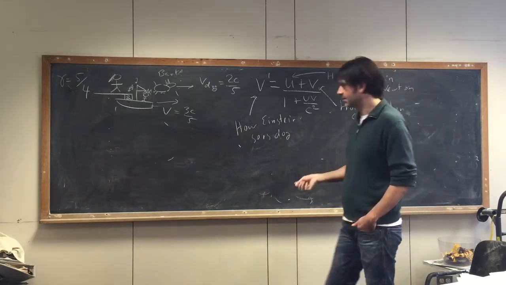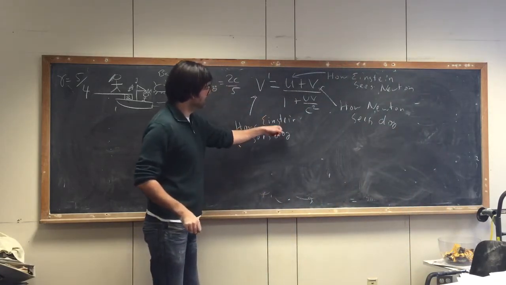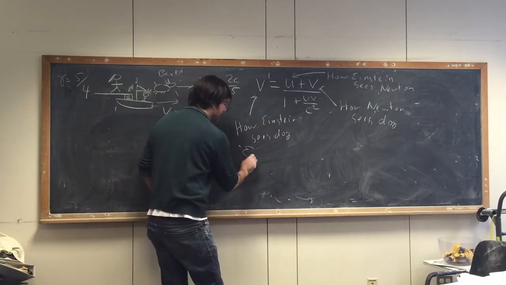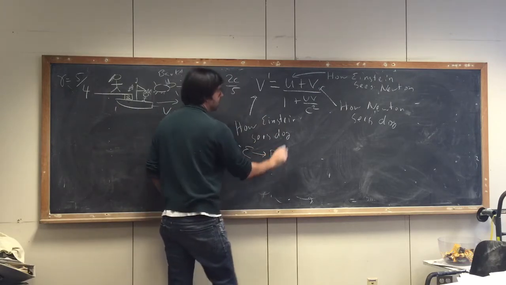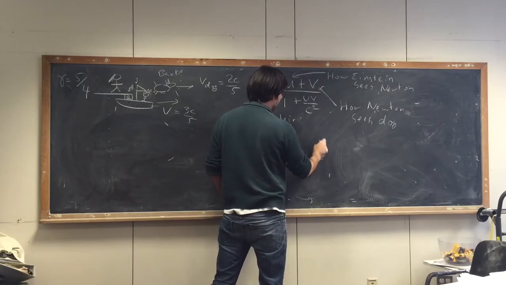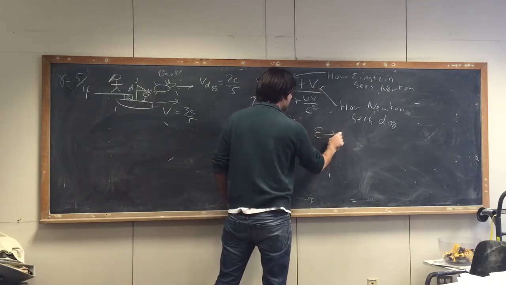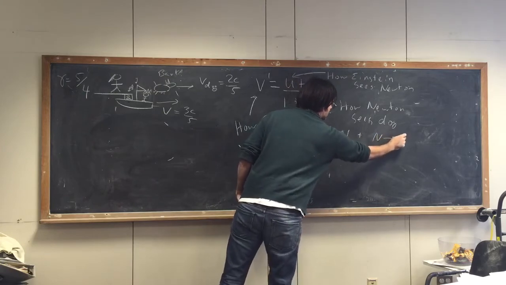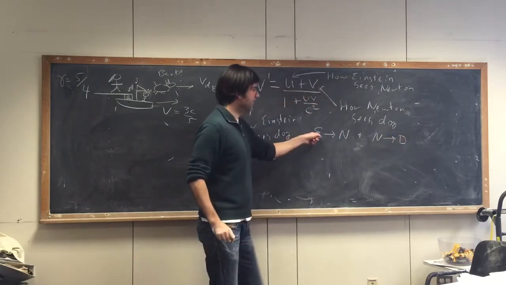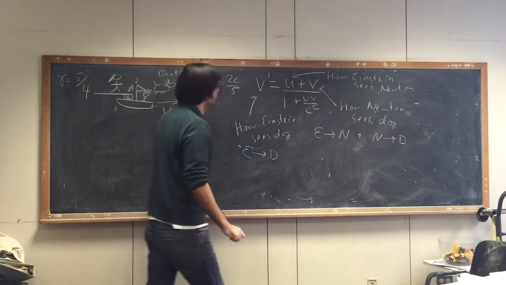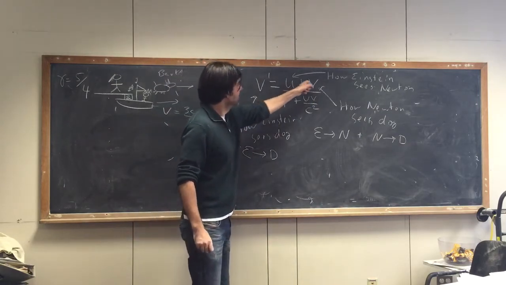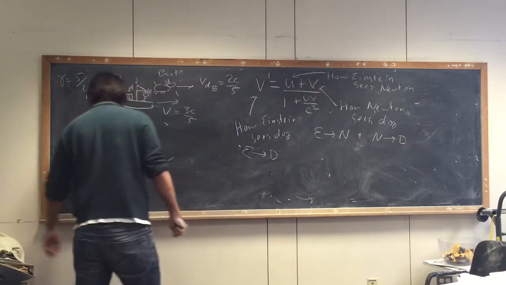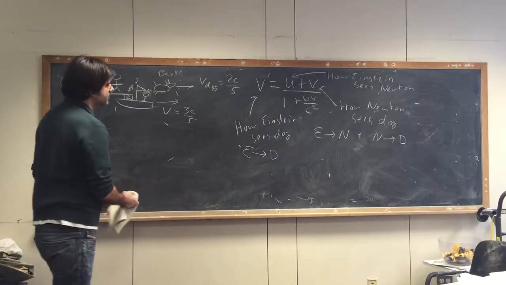This is generally how this formula works. How Einstein sees the dog is this formula over here, which is how Einstein sees Newton, combined with how Newton sees the dog. It gives me how Einstein sees the dog. So I just need to determine what U and V are to get this formula to work.